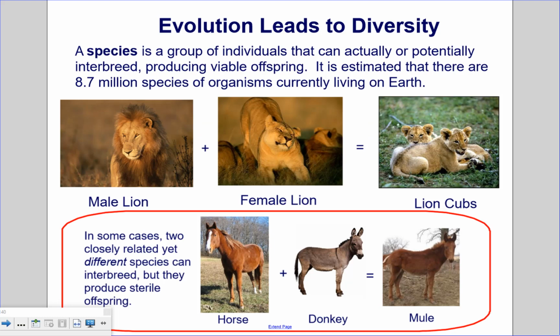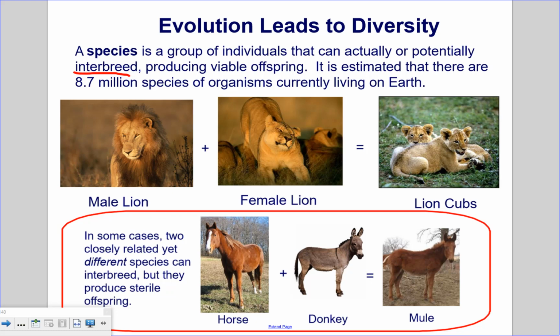Evolution leads to diversity. A species is a group of individuals that can actually or potentially interbreed, producing viable offspring. It is estimated that there are 8.7 million species of organisms currently living on Earth. So for example, a male lion can cross with a female lion, and they have lion cubs. The lion cubs will be able to have their own lion cubs when they get older.